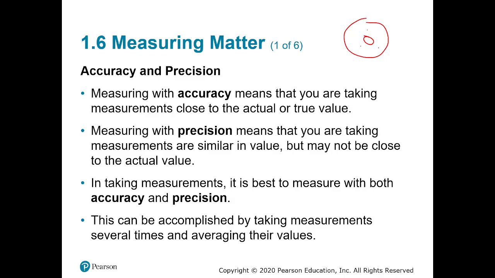I get accuracy, so I get it targeting that true value, right? Or the target. That would be accurate, but it would be low precision. Precision means that you're taking measurements and they all have similar values, and so they're very, very close together. Precision would be something like this, very tightly grouped, right? Much tighter group than the previous one.